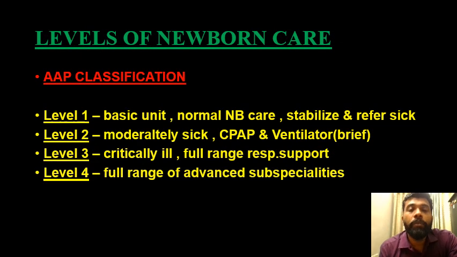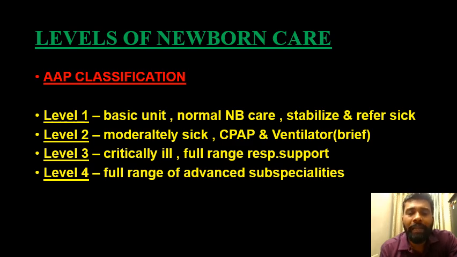Then, levels of newborn care. This is another topic which you need to know. There are two systems you have to know. First is the AAP classification, that is American Academy of Pediatrics classification, by which it is divided into 4 levels. Level 1 is a basic unit which consists of normal newborn care where babies are stabilized and referred if sick. And level 2 is a setup which cares for a moderately sick newborn where facilities of CPAP and ventilator for a brief period are available.